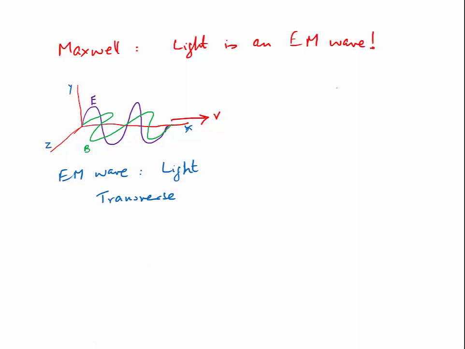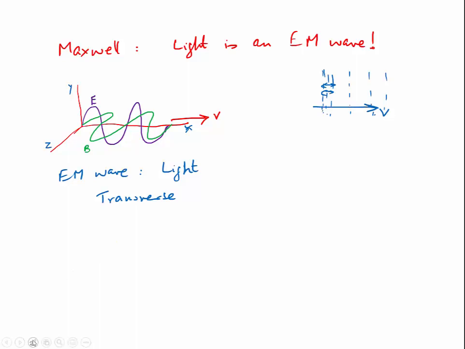In a longitudinal wave like a sound wave, which is a pressure wave, you've got high pressure areas and then lower pressure areas. And in this case, the particles that are responsible for the wave propagation are oscillating along the direction in which the wave is propagating. So they're parallel to it. So light is a transverse wave.